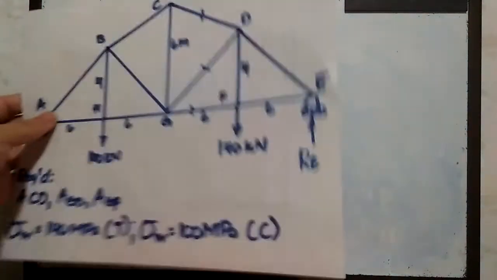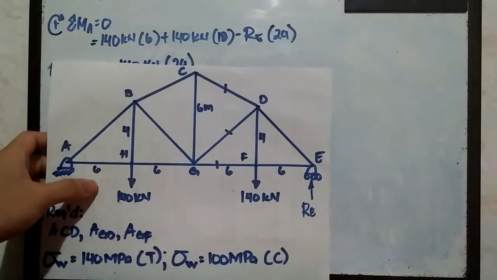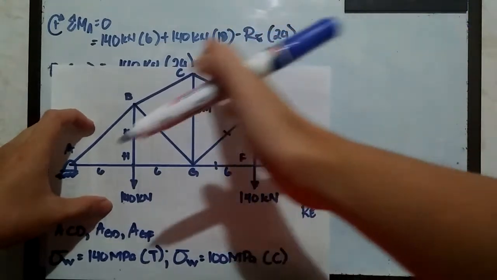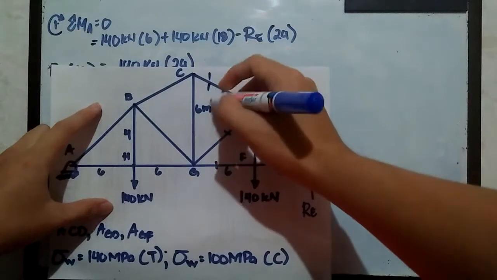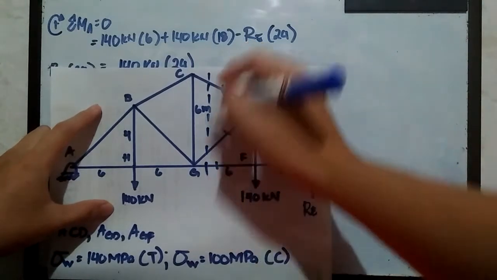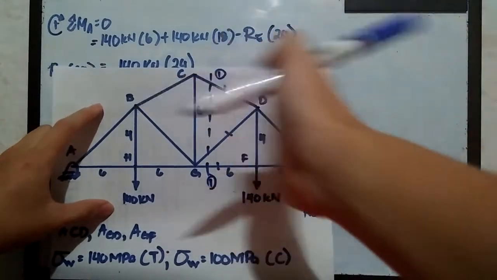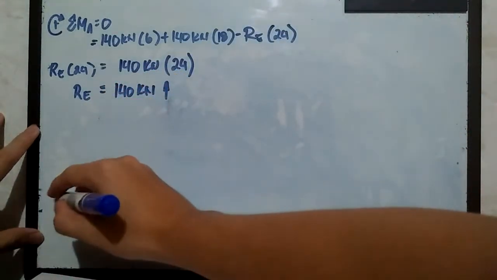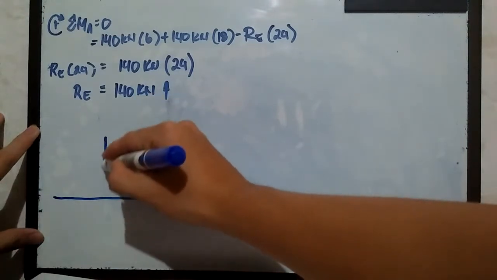And since we're going to apply the method of sections, I'm going to cut this truss system through a maximum of 3 members only. Since I'm only going to use the right portion, I'm going to do my sectioning at this portion. So this is section 1. I'm going to use the right portion, so I'm just going to draw it here.